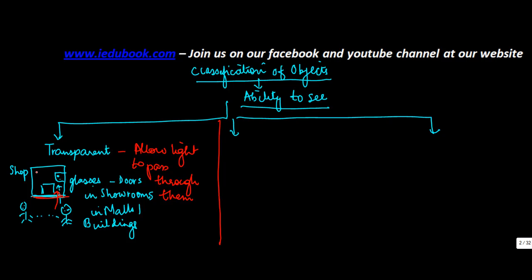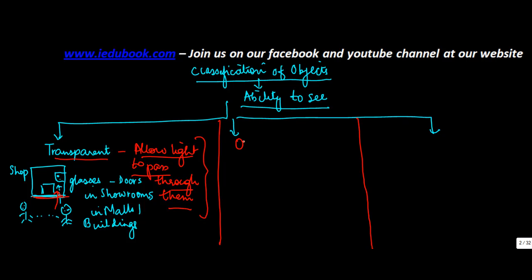And the reason is that this glass which is placed here allows the light to pass through it, which enables a person to see through the object. So these types of glasses which allow light to pass through them and consequently enable you to see on the other side are called transparent objects.